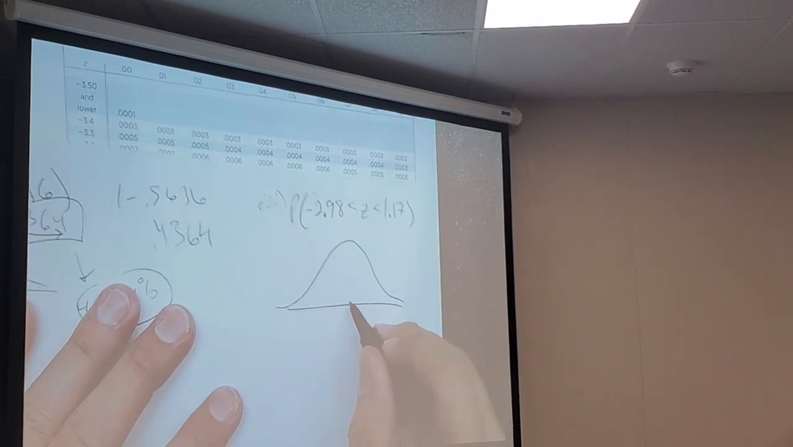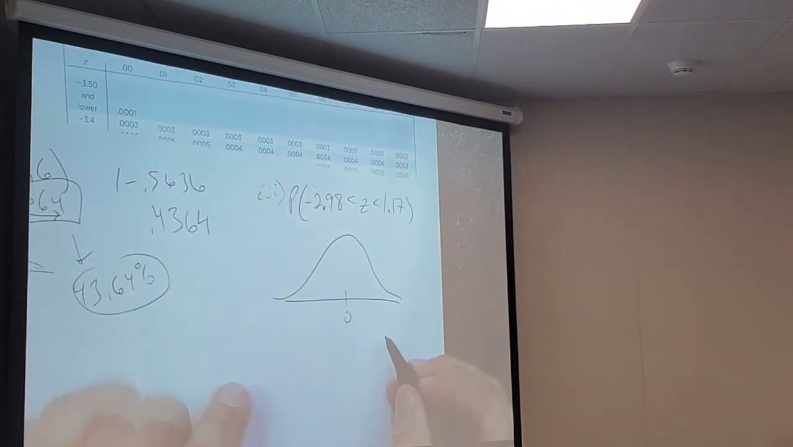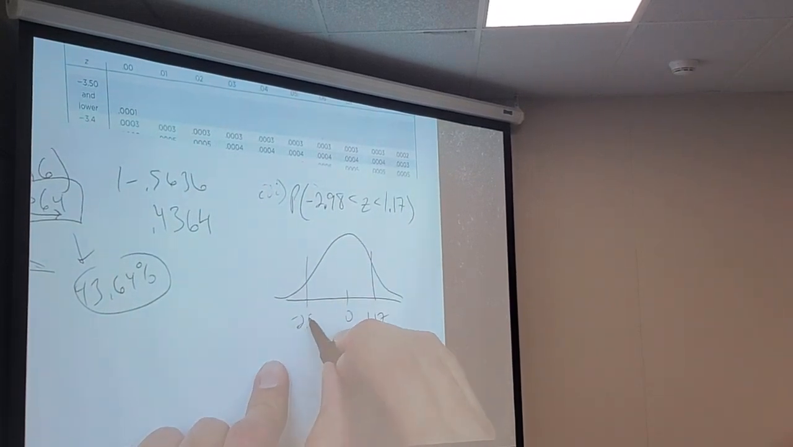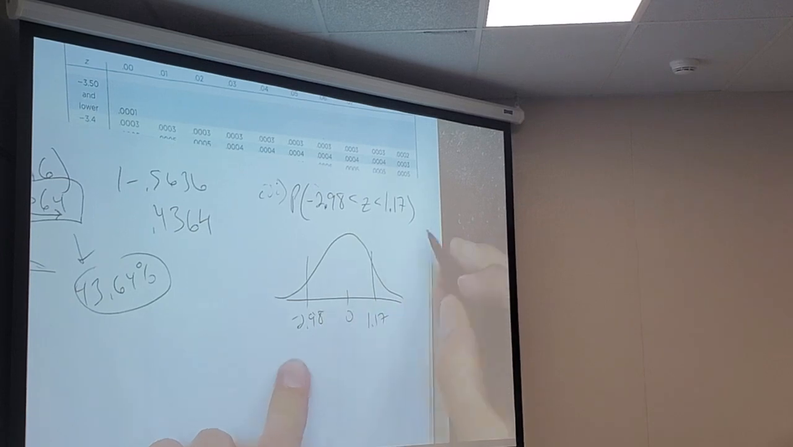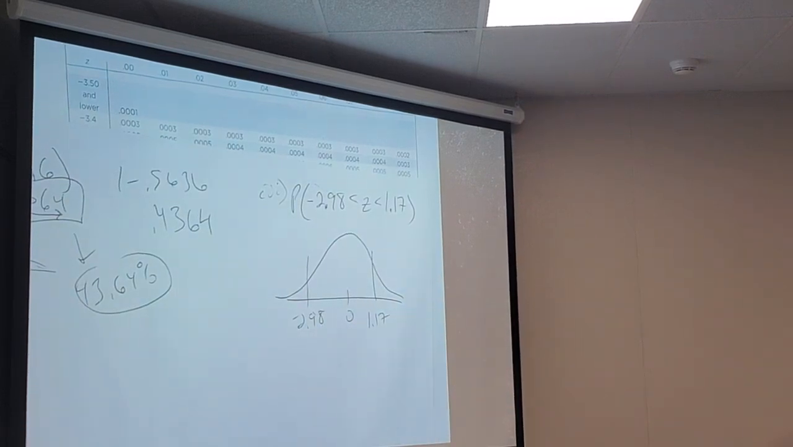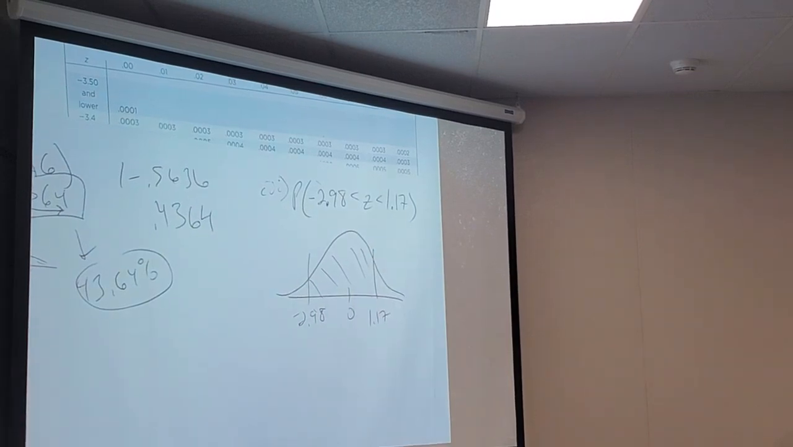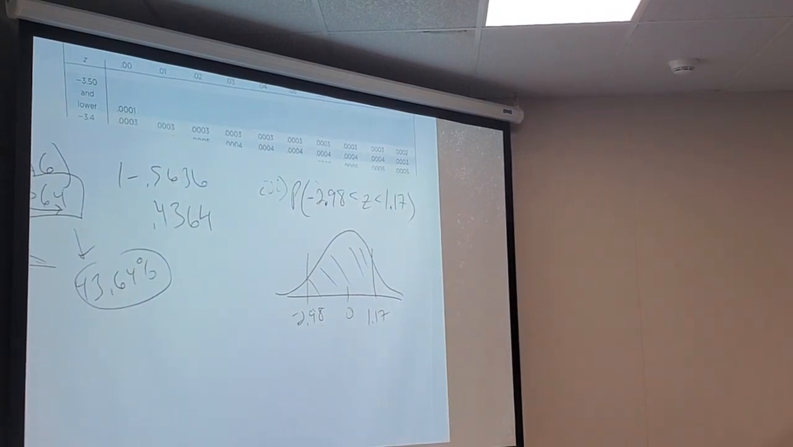What goes in the middle? Good. And then I got 1.17, and I got negative 2.98. It doesn't matter exactly how far away or anything. You just need a visual anchor. That's got to be over here. That's got to be over there. So there's the answer, just not specific enough. I've got two z-scores.